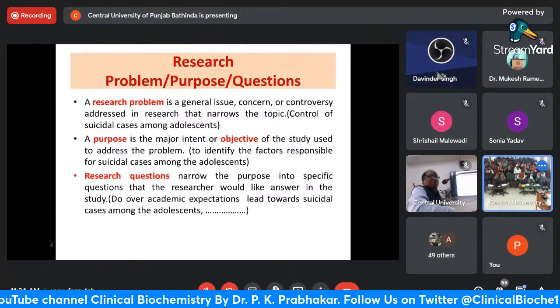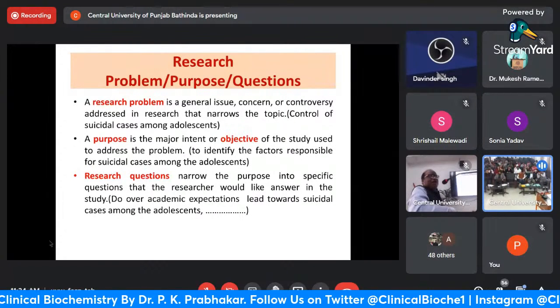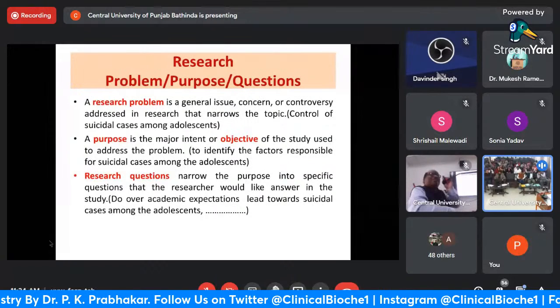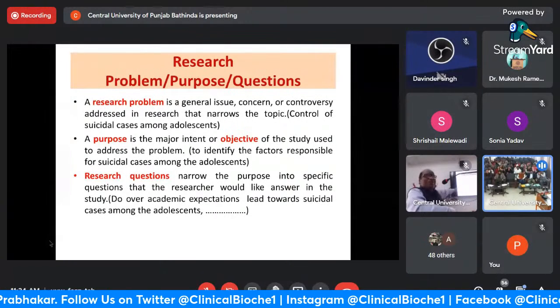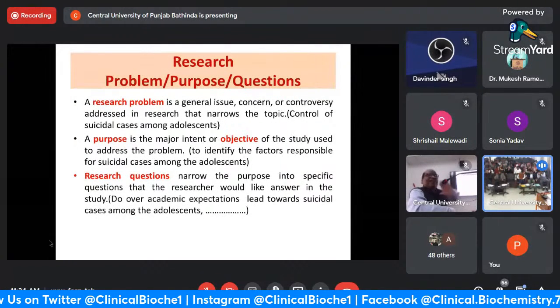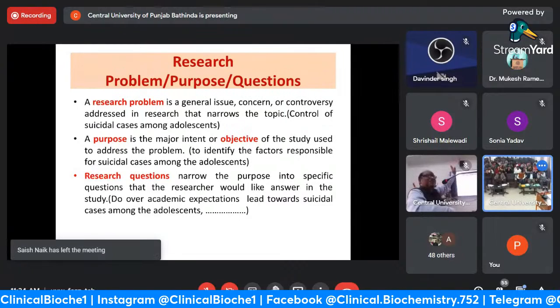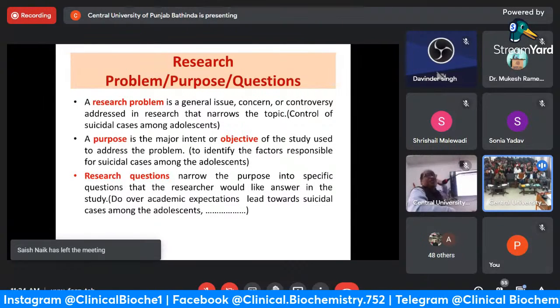So very often, what happens? We commit errors here. When we commit errors here, our entire research process becomes futile. Our exercise becomes futile.